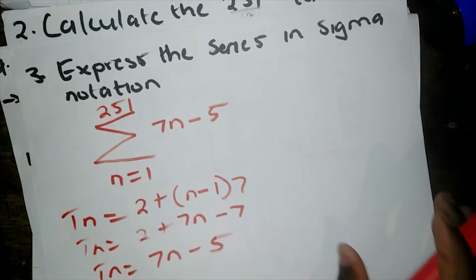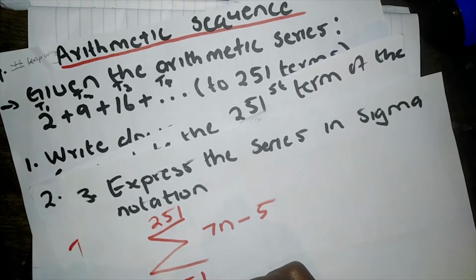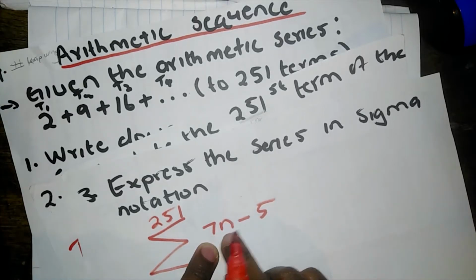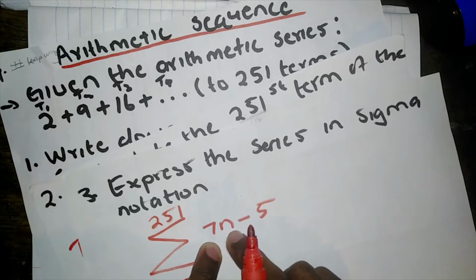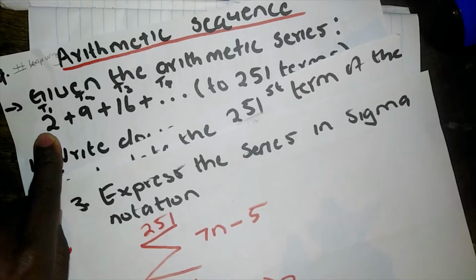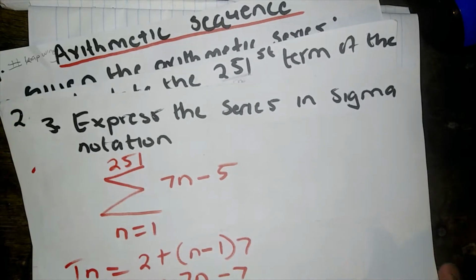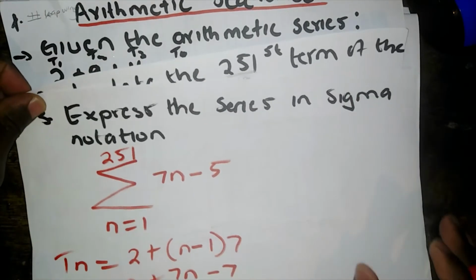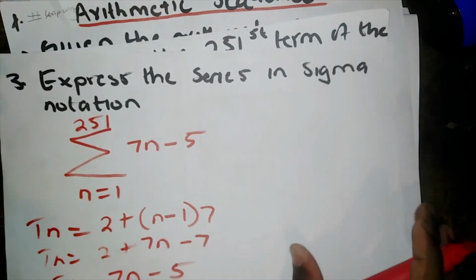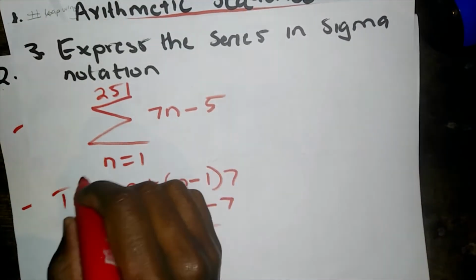And again, guys, you can check this. Simple. If you take this and plug it in, let me do it for you: 7 times 1 is 7, minus 5, you get 2. So this is our first term. Just to check, it's easy. Then we're done. So here's the answer.